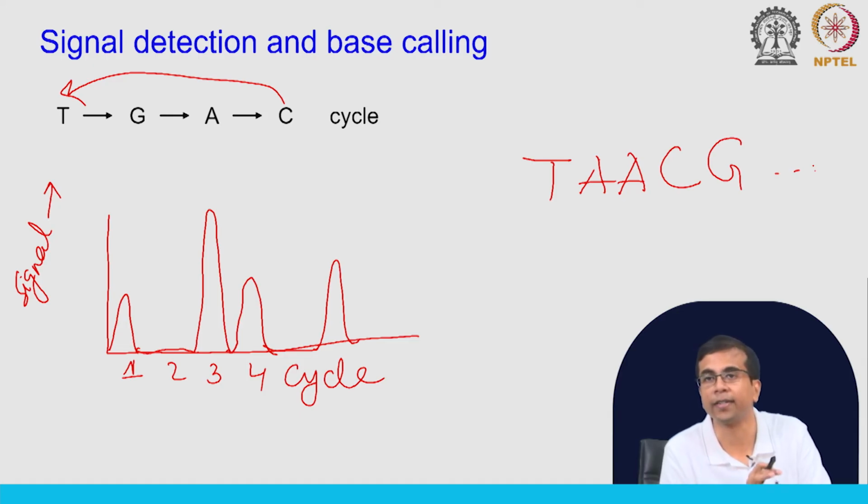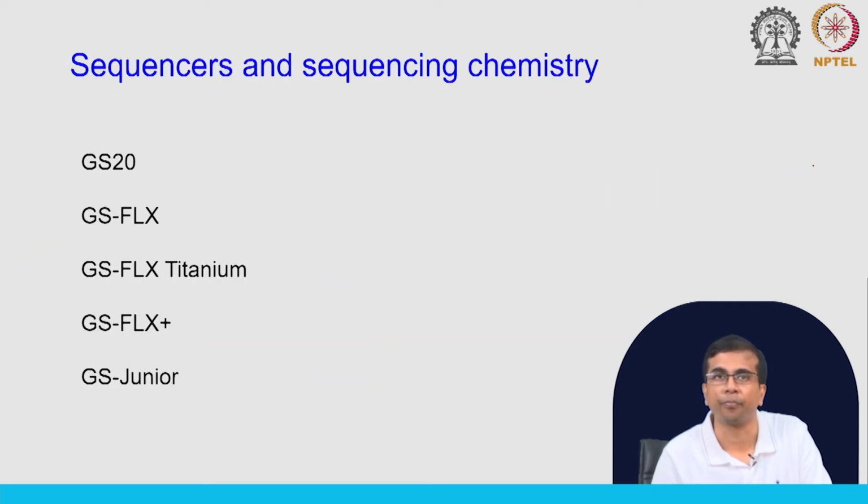Okay. So, you now understand that there is this chain reaction that happens because of release of pyrophosphate during addition of a base, that actually translates into light, which we can then measure as the light intensity or signal intensity, and through which we can determine the base that is being added. Okay. Now, here are the sequences that actually were present.